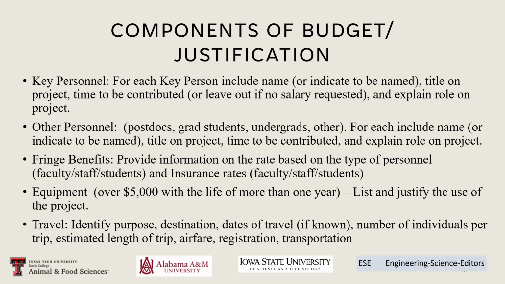Fringe benefits, most of this pertains to if you are a university, and these rates typically are different for faculty, staff, and students, as well as the insurance rates might be different for faculty, staff, and students. So you need to put those within your budget justification. Any equipment that's over $5,000 over 1 year needs to be listed and justified.